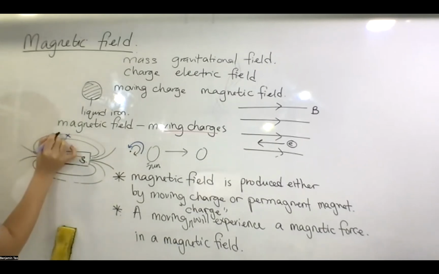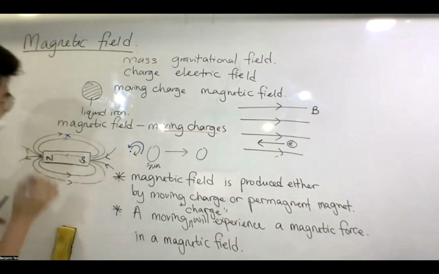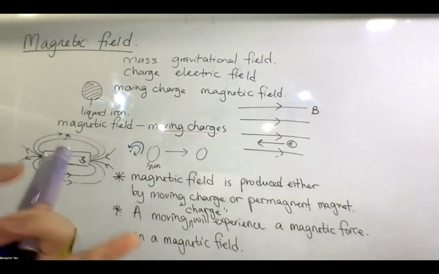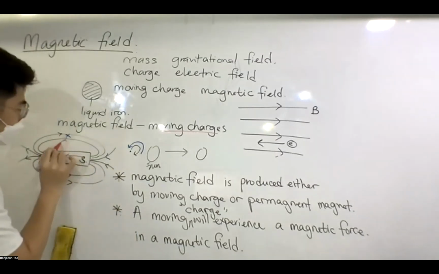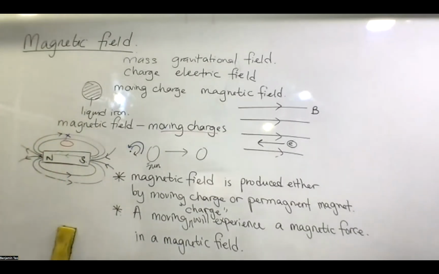Okay. Of course, this one you know from north to south. Now, if I put a compass, the compass has a needle, right? The needle is a small tiny magnet. If I put a compass here, where will the compass point? The compass will always follow the field lines.